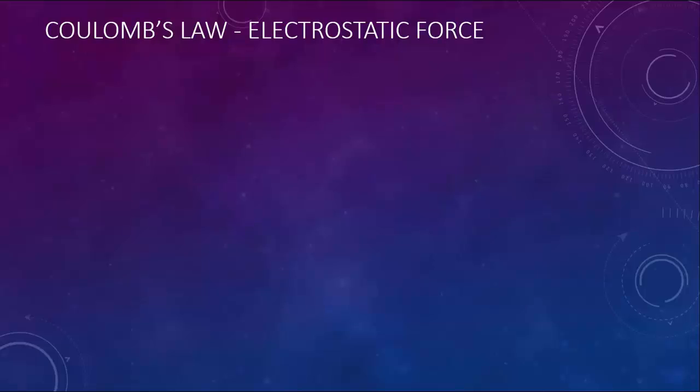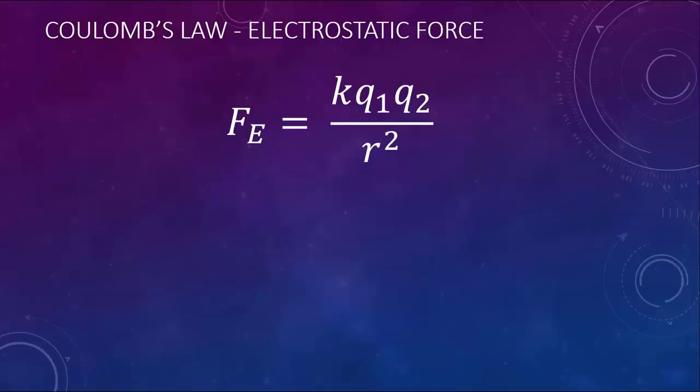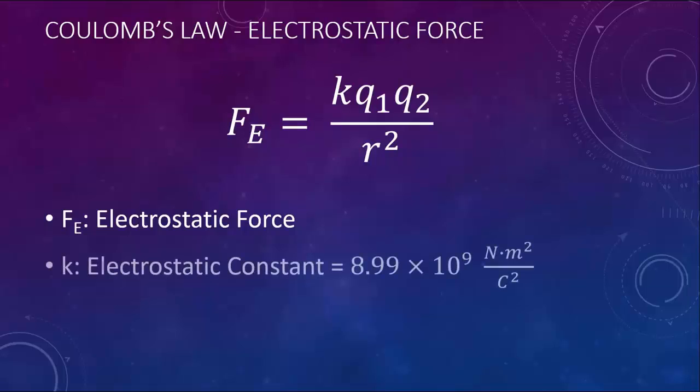We can put these two relationships together with a constant to form an equation. This is the equation known as Coulomb's law. Fe equals K Q1 Q2 over R squared. Fe stands for electrostatic force. Just like every other force we've learned about this entire year, the electrostatic force is measured in newtons. K is the electrostatic constant. It is equal to 8.99 times 10 to the 9 newton meter squared per coulomb squared. Just like every other constant, you can find this on the first page of your reference tables. Lowercase q is the abbreviation for charge. Q1 and Q2 in the equation refer to the charges of object 1 and object 2.